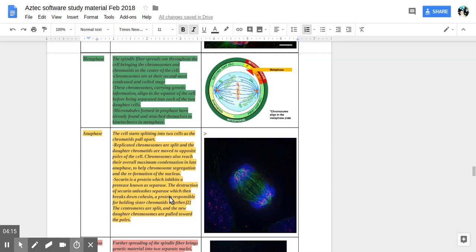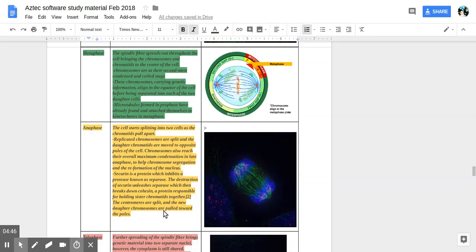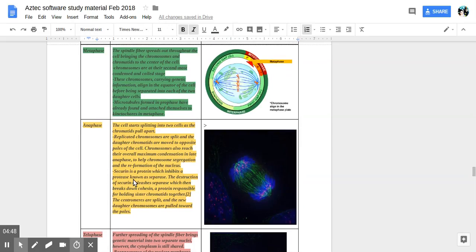Chromosomes also reach their overall maximum condensation in late anaphase to help chromosome segregation and the reformation of the nucleus. Securin is a protein which inhibits a protease known as separase. The destruction of securin unleashes separase, which then breaks down cohesin, a protein responsible for holding sister chromatids together. The centromeres are split. The new daughter chromosomes are pulled towards the poles, as shown in this picture.